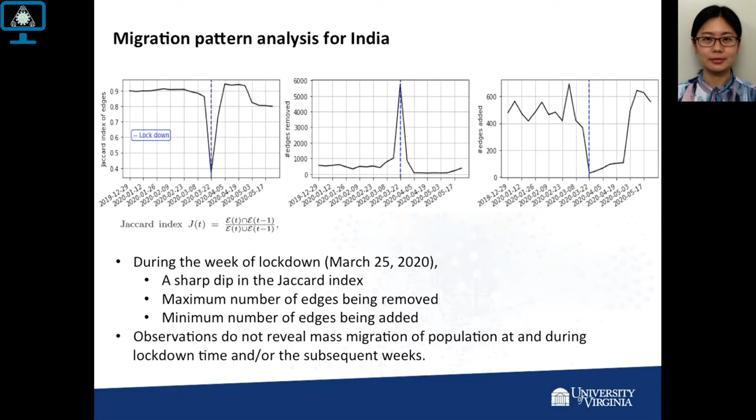And also, we do not reveal any mass migration of the population at and during the lockdown time. This can be potentially due to the relative flow volumes needed to maintain differential privacy and ownership bias in the Google mobility dataset. So this is one of the limitations in our work.